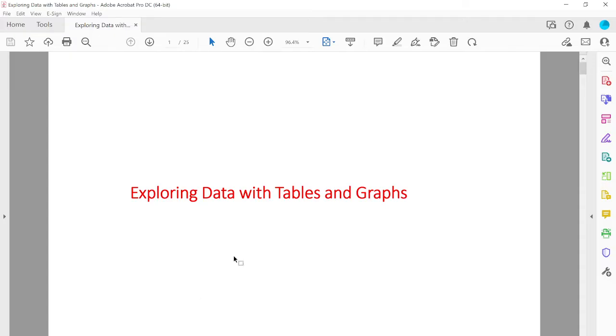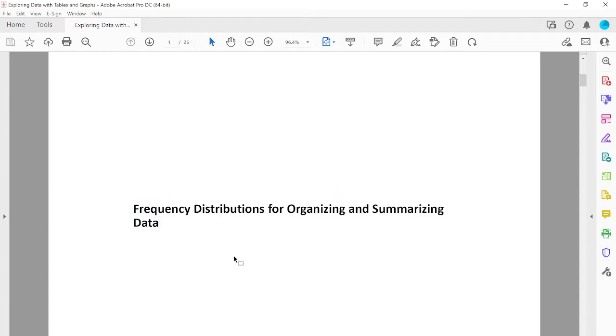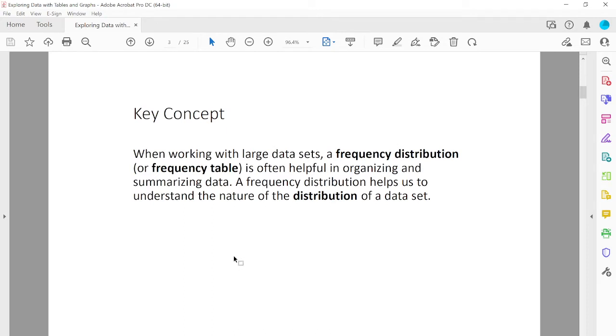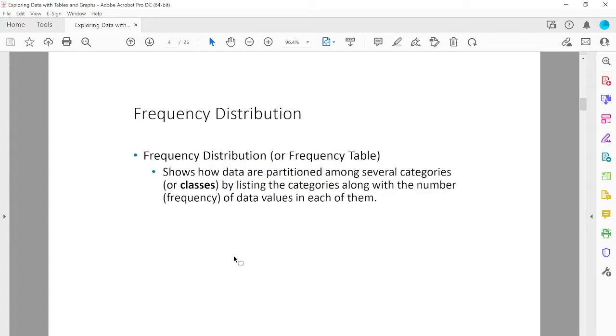Okay, so after collecting data, we can explore the data using tables and graphs, and for that, we can use frequency distribution, which can help us to organize and summarize the data. So, in this section, we're going to talk about what frequency distribution is and how it can be helpful to understand the distribution of a data set. For that, we use the frequency distribution.